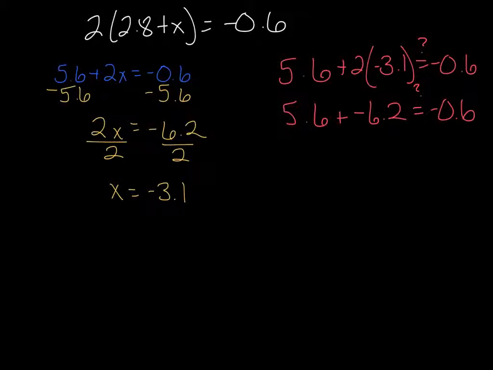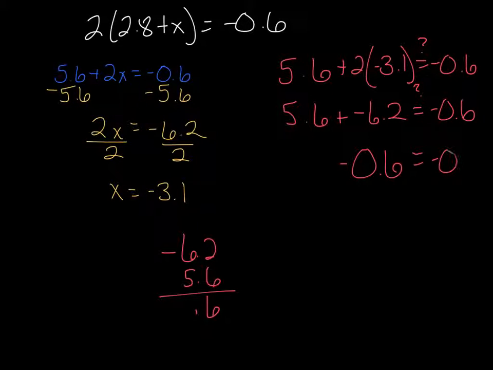Since these are different, we subtract. Come over here to show you 6.2 is negative, but it's larger. So we'll put it on top. And then you just subtract. So negative 0.6 equals negative 0.6. That checks.